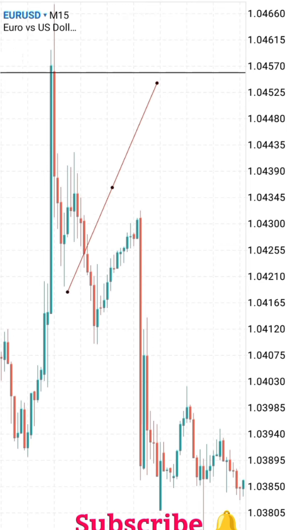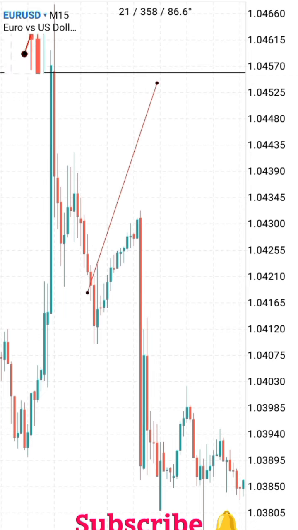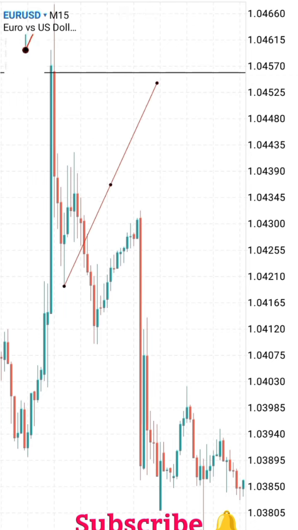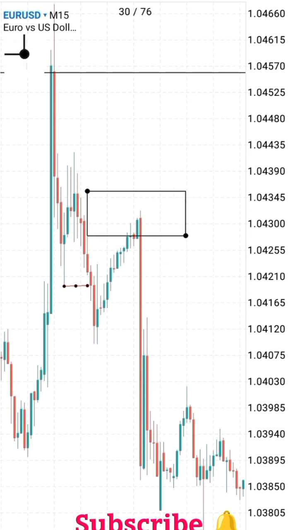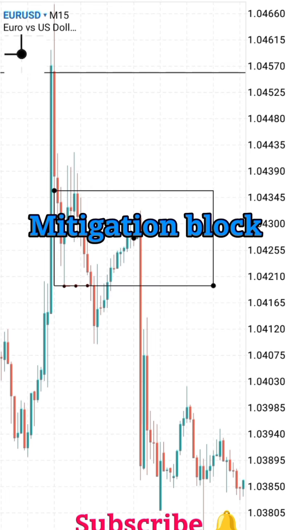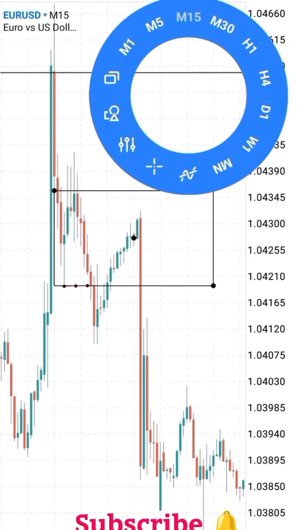After the break of the structure, you can see this is the failure swing. After making this failure swing, price came down and broke the structure here. So after the break of this structure, the last bearish candle before the break here, this is our mitigation block. This is our mitigation block.